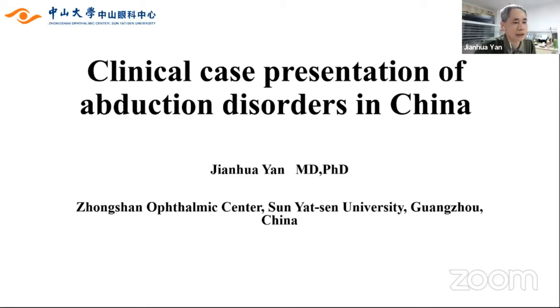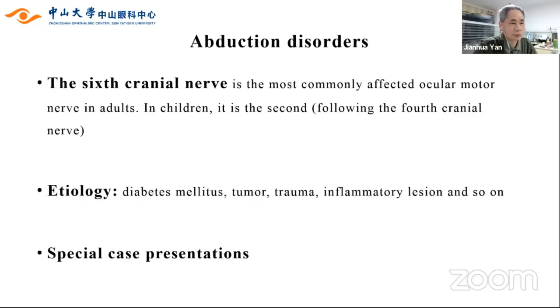My topic is clinical case presentation of abduction disorders in China. We all know abduction disorder is caused by the sixth cranial nerve palsy. The sixth cranial nerve is the most commonly affected oculomotor nerve in adults, and in children, it is the second. There are many etiologies such as diabetes, tumor, trauma, inflammatory, and so on. Today, we'll talk about some special case presentations.